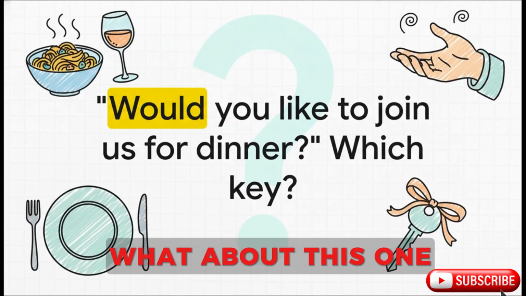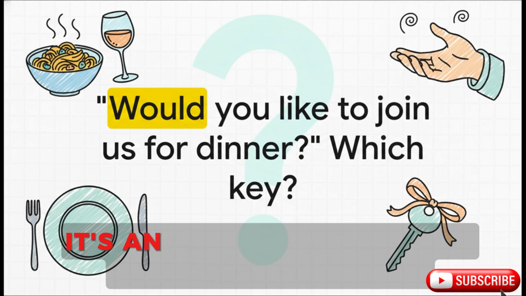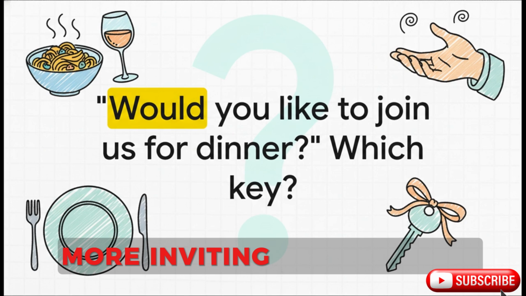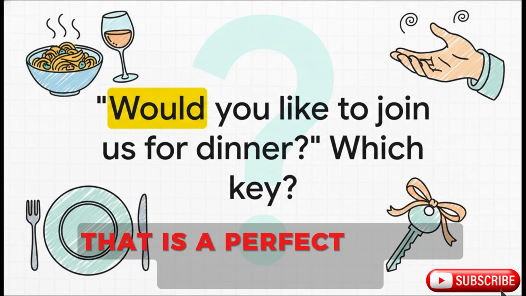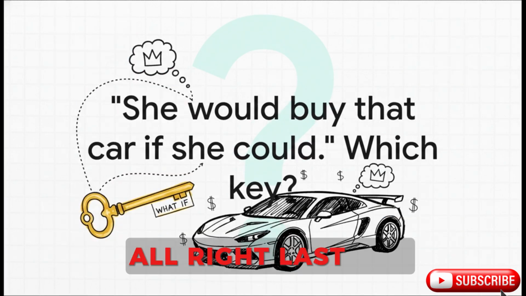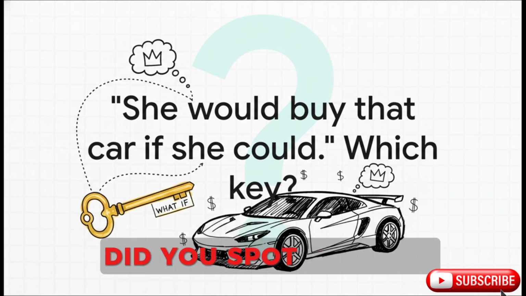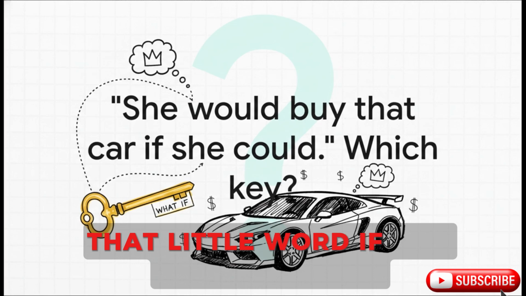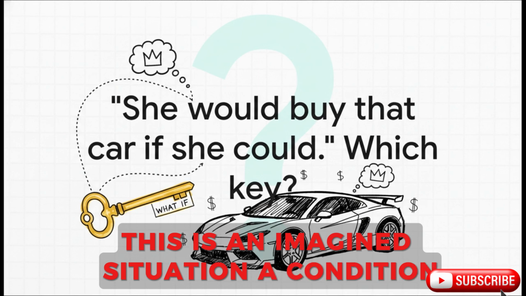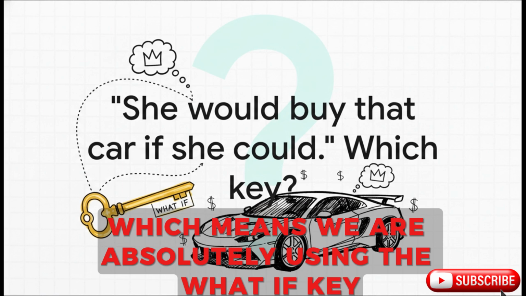What about this one? Would you like to join us for dinner? This is a classic, isn't it? It's an offer, but it's made to sound less direct, more inviting and friendly. That is a perfect use of the polite key. All right, last one. She would buy that car if she could afford it. Did you spot the clue? That little word if is a dead giveaway. This is an imagined situation, a condition, which means we are absolutely using the what if key.